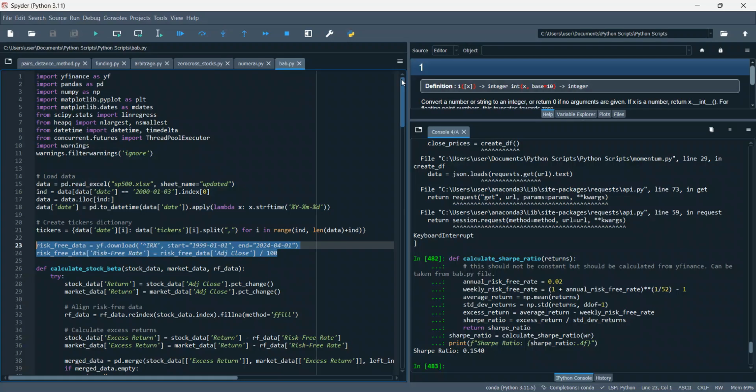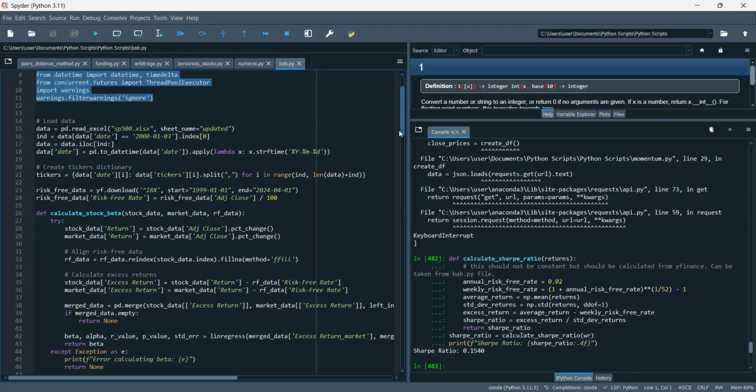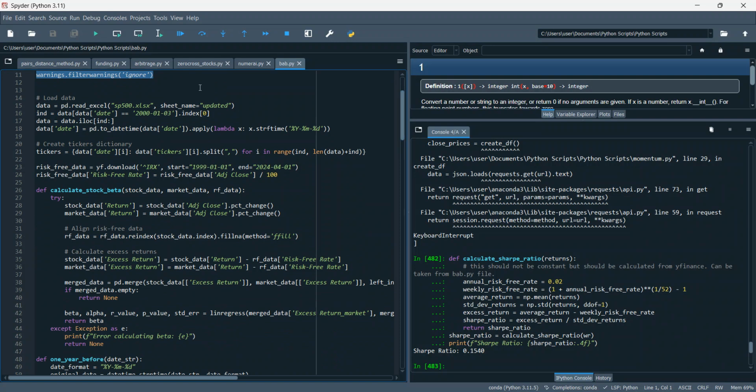So I decided to test the idea, and this is my attempt to backtest it as a strategy on historical data. Let's go through the code. First, we import all required libraries. Then we get our data from Yahoo Finance, and also we get risk-free data, which will be used in calculating the Sharpe ratio.